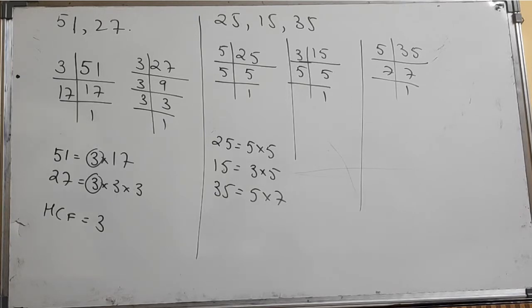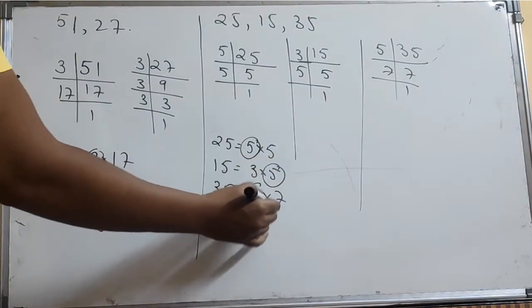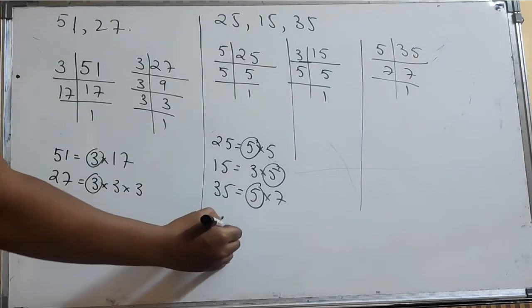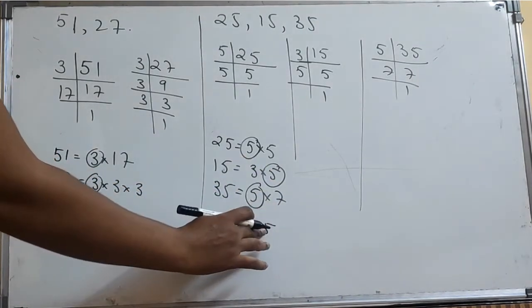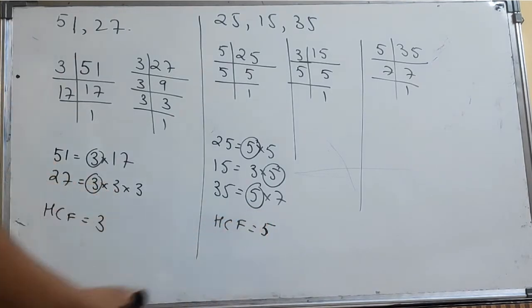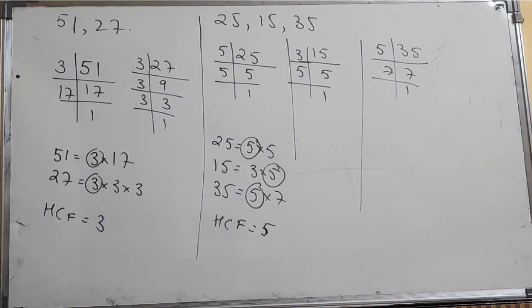numbers. For all the numbers, here we got 5. So for all the numbers for which you are finding the HCF, the factor should be common. So I have a 5 over here, one 5 over here and one 5 over here. So HCF is 5 only. You are going to write only 5, not 5 into 5 into 5, only one time. So HCF over here is 5. Understood students?